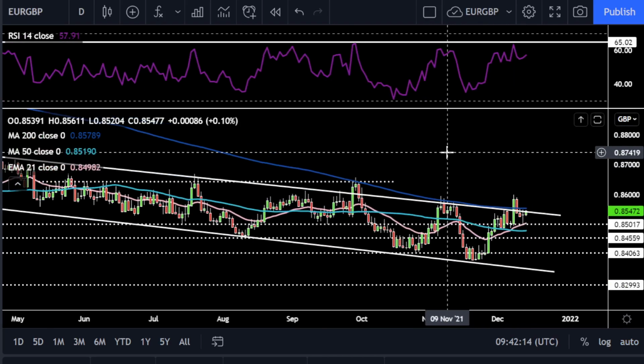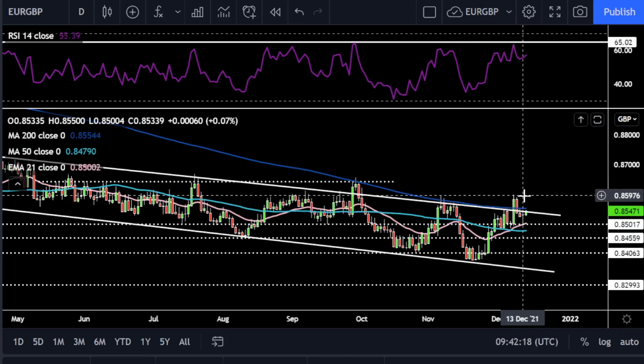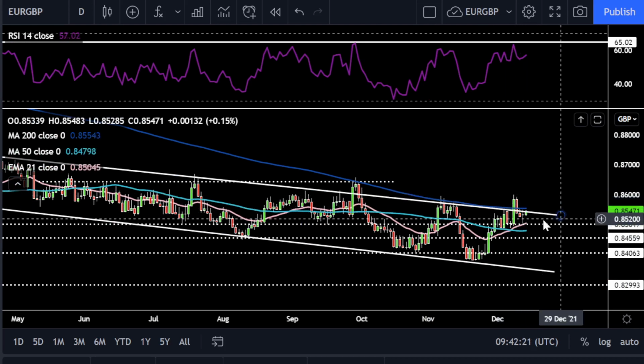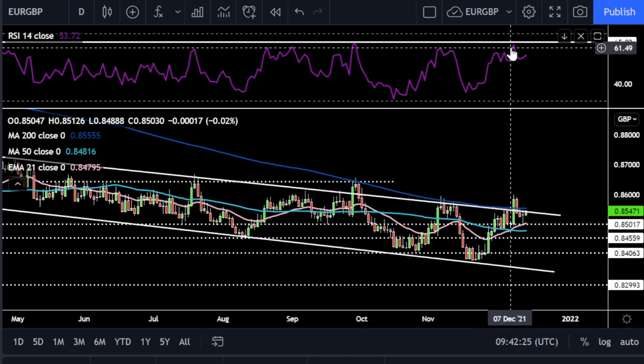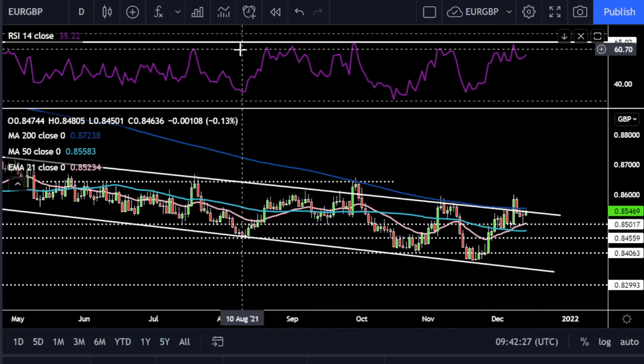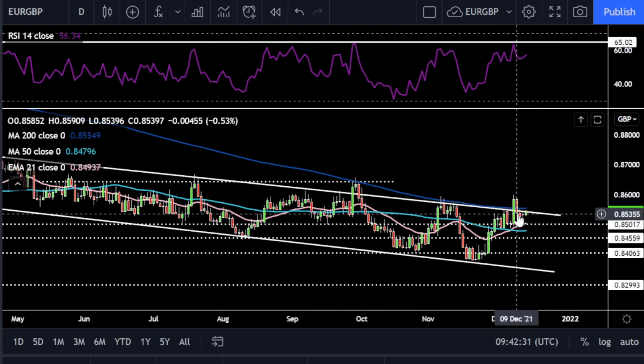EURGBP is looking very interesting. We can see it had a move up above this 200-day SMA, as well as the upper trend line of the descending channel that it's been in for so long. The RSI again got up to the 65 level like it has in the past, but it's been sold back down, and now we're back below the 200-day SMA.